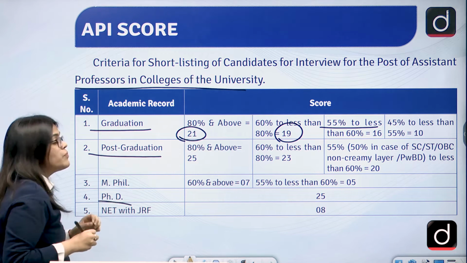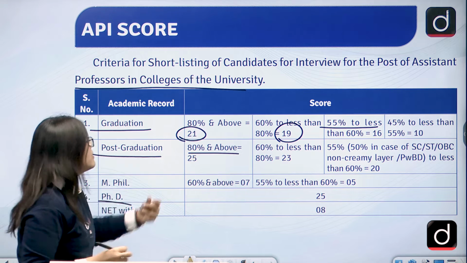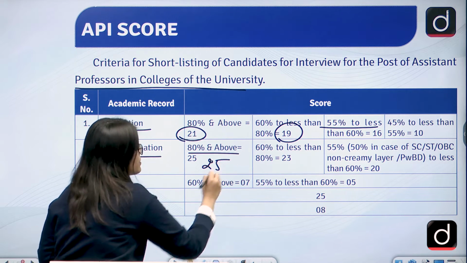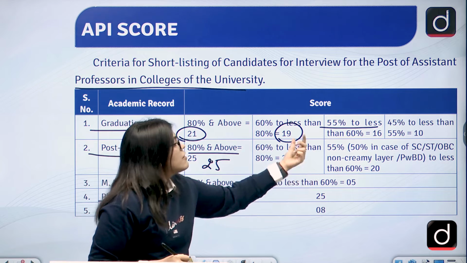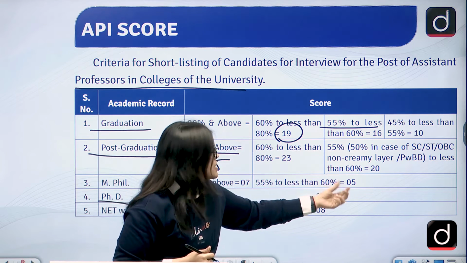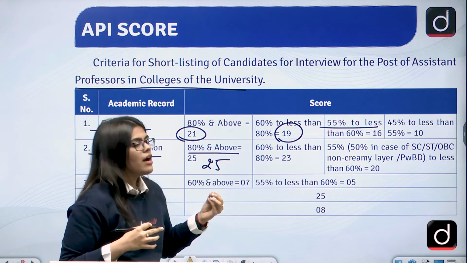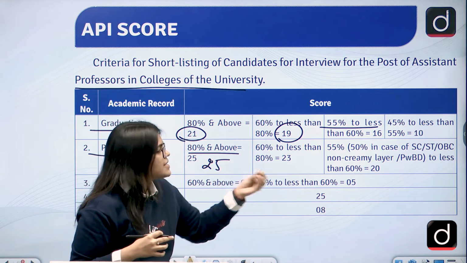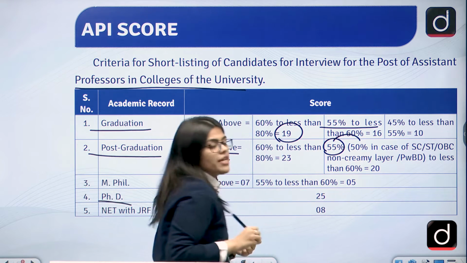If we talk about postgrad, then 80 and above, if you lie here, then 25 marks would be awarded. 60 to 80, 23 marks. 55 to 60, 20 marks would of course be awarded to you. But if you are from ST, SC, OBC, PWD section, then 55 would change to 50.